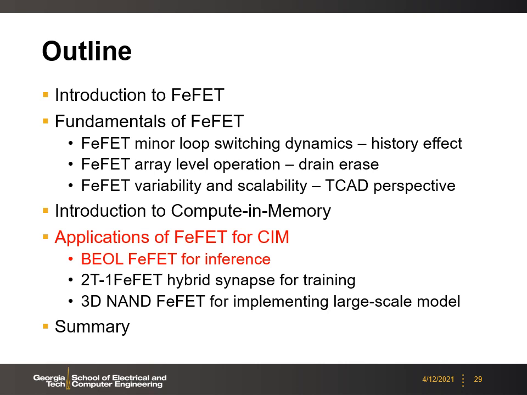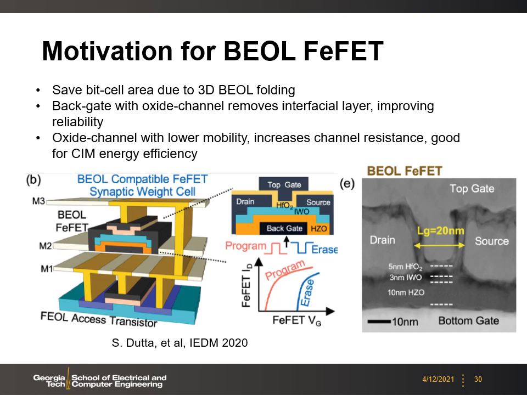Next, we will present 3 designs using the FeFET. The first one is to utilize the back-end-of-line compatible FeFET for deep neural network inference. The motivations of building the FeFET at the back end of line are as follows. First, it can save the bit cell area due to the 3D folding. Second, we can use the back-gate topology with the oxide channel. This can effectively remove the interfacial layer between the channel and the gate dielectric. Therefore, it can greatly improve the reliability of the FeFET.